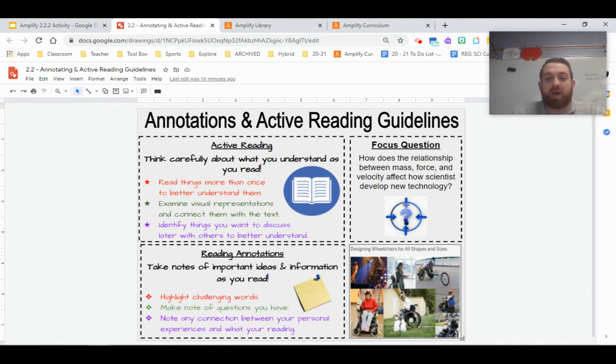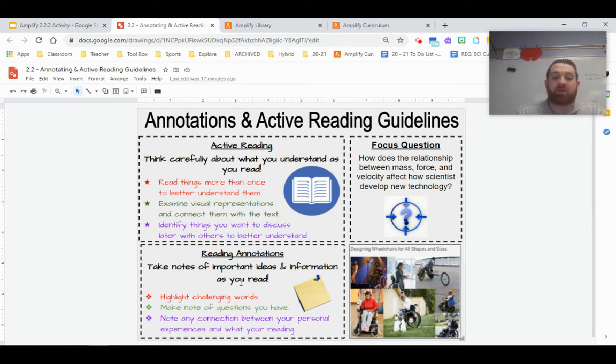So what we're going to have you guys do is we're going to have you dive back into the reading here, and you're going to go through and create annotations. You're going to note important ideas and information as you read that are going to help you to either answer this question or to better answer this question, okay?